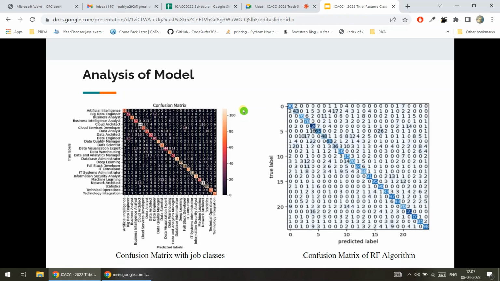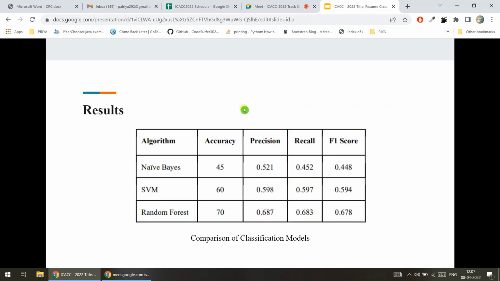Fine, and this is your confusion matrix. Yes. Then you had shown one table about accuracy, precision, recall, and F1 score. Yes, sir. So what can you tell about the differences between them? What is the difference between accuracy and precision? Like the formulas for accuracy, precision, recall, and F1 score.